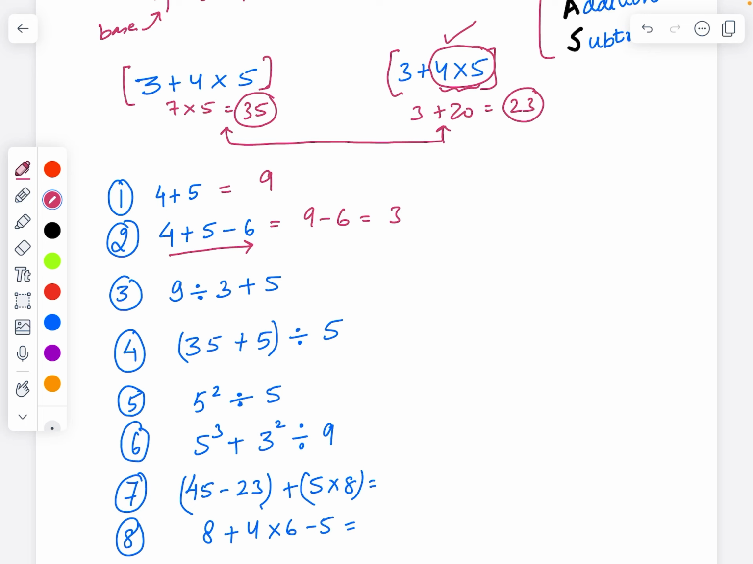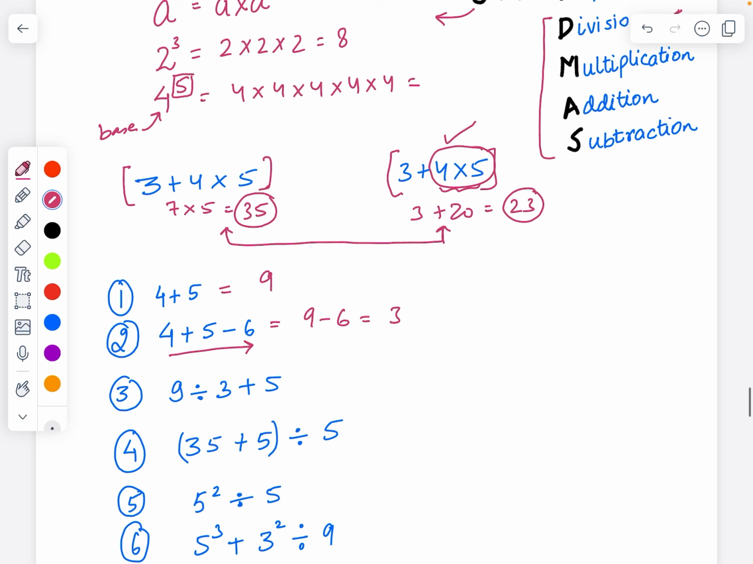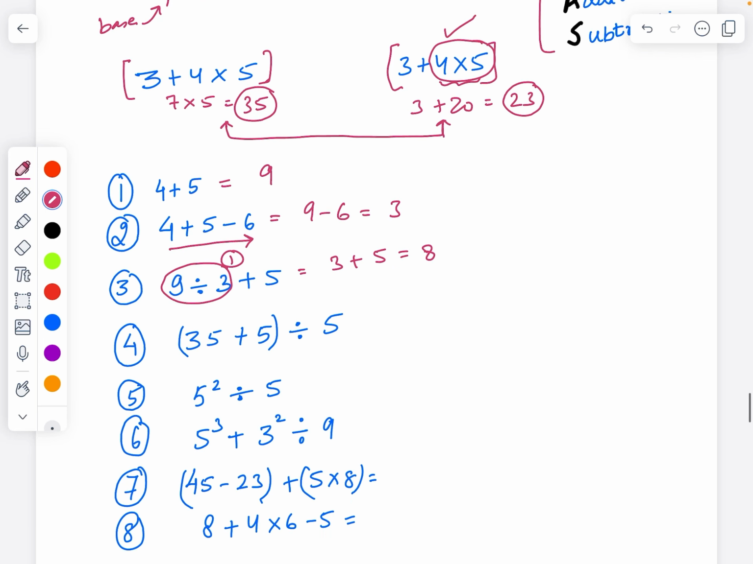And now it says division and addition in the expression. So as I told you, division is going to be prioritized first, so we will solve the division and then only we can go to the addition part. So 9 divided by 3 is just 3. So we will solve this part first, 3, and then add 5 to it, which makes it 8.